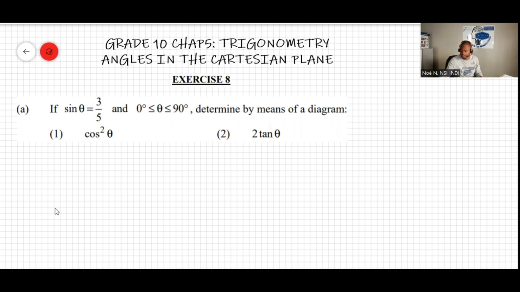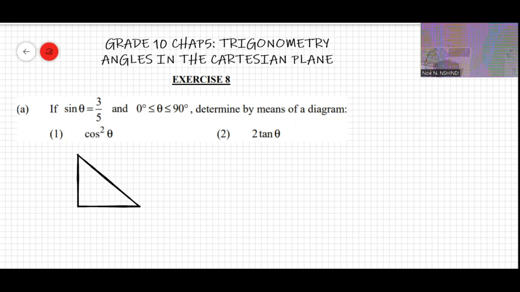Now, when they say by means of a diagram, we can draw a Cartesian plane, or we can just draw a right angle triangle here. I think I just want to draw a right angle triangle. I'm going to draw a right angle triangle here like that. We have it there. That's the right angle triangle.